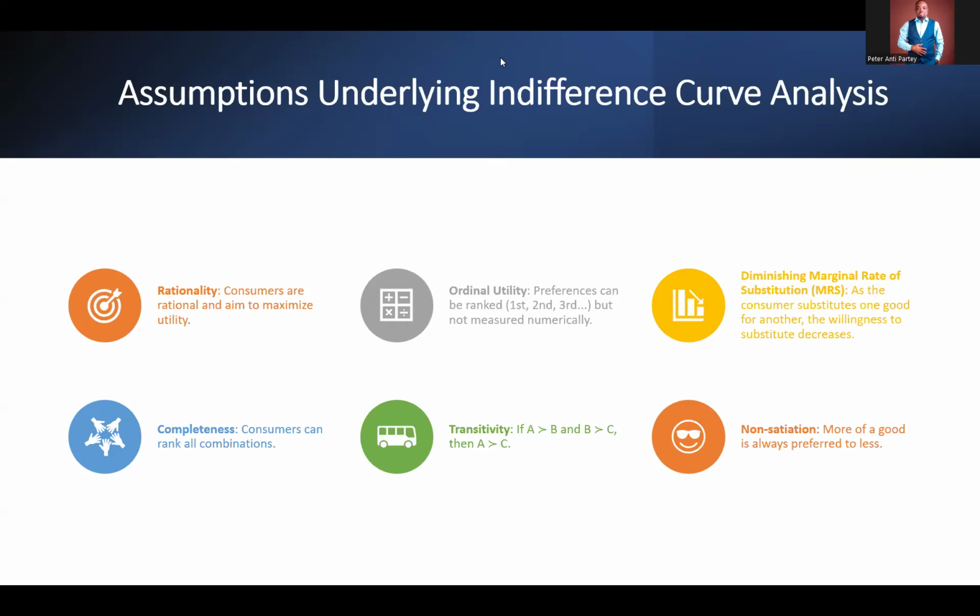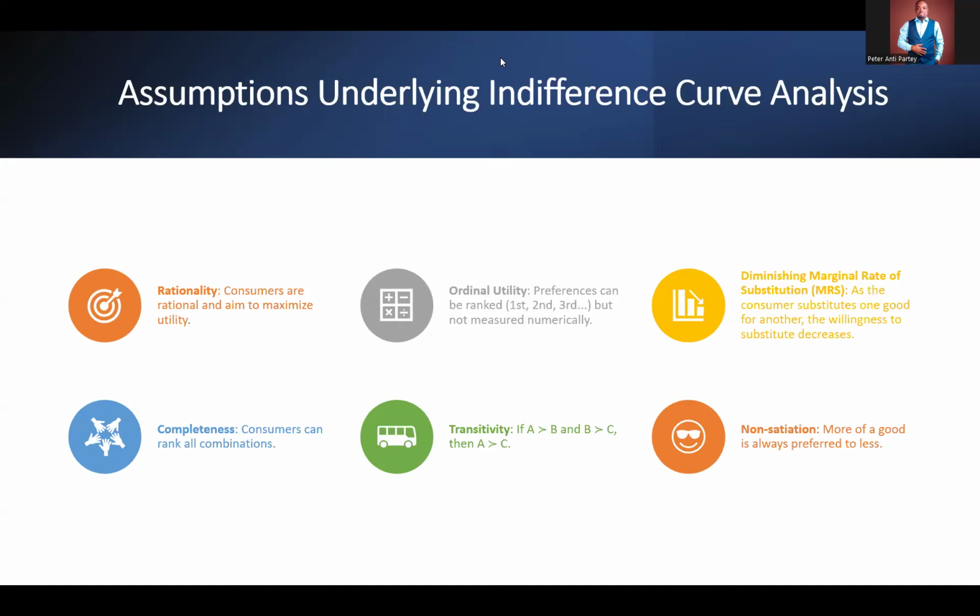8 questions. Let me see. Okay, so somebody says so say go away. That is not a question. Please explain the diminishing marginal again. All right, I will do that. Next question is, please explain 0.5. 0.5 is transitivity. I will do that.